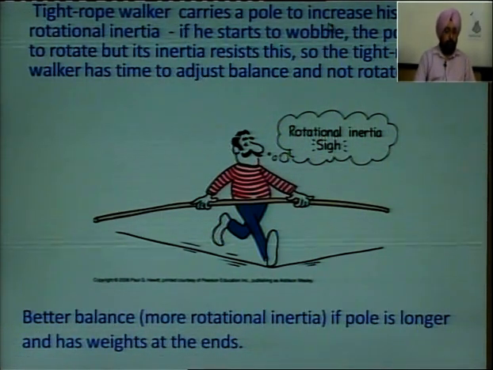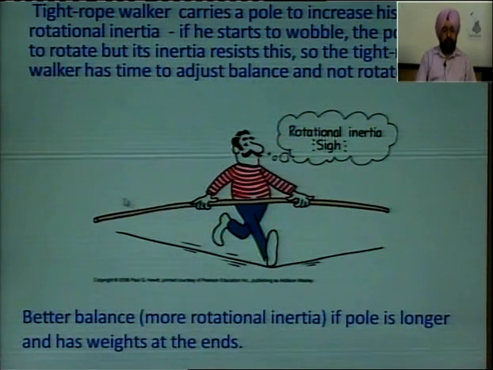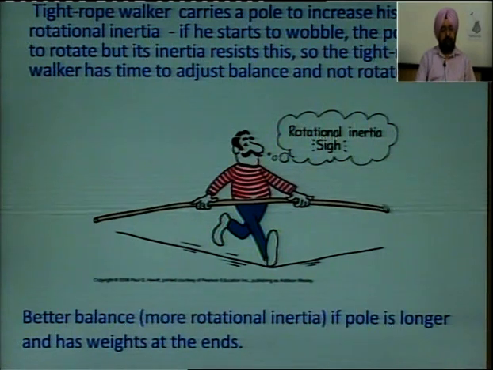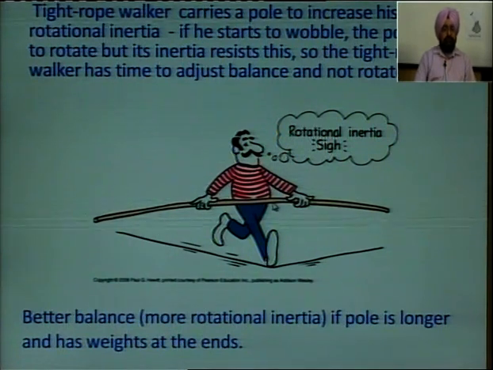Why does he carry a pole in his hands? If a person wants to move on a rope, you will always see a rod, a pole, in his hands. This pole is used to increase his rotational inertia. If he starts to wobble, the pole starts to rotate, but its inertia resists this. So, the tightrope walker has time to adjust balance and not rotate and fall.